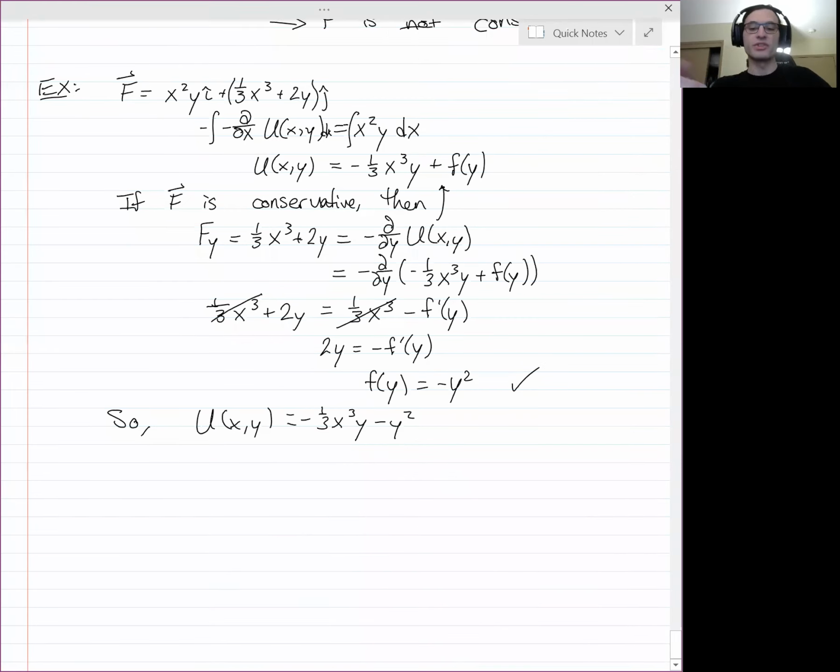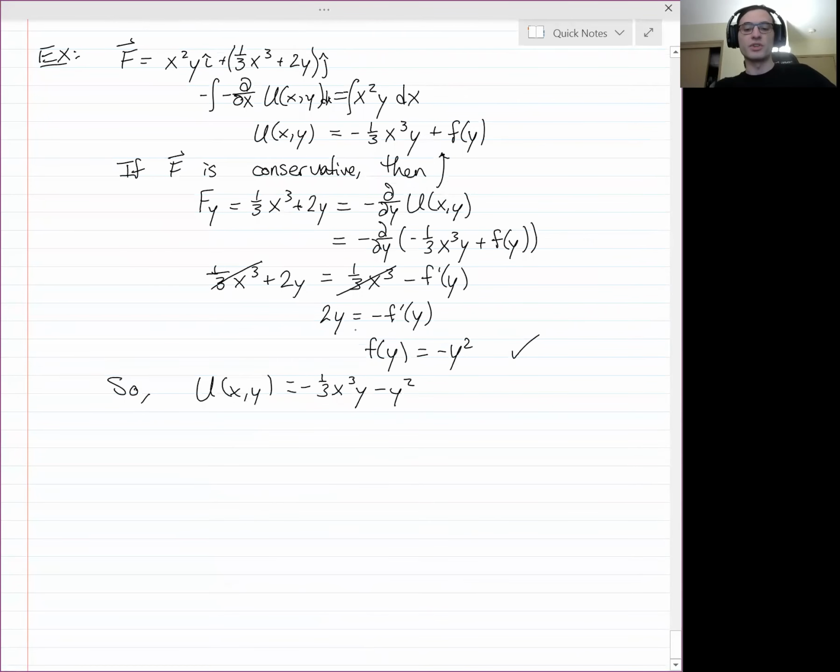And if it can't, if it's impossible, like we had up here, then you get that it's not conservative. If it is possible, i.e. 2y is equal to negative f prime of y, then it is conservative. And then in fact, you actually recover the potential energy. This is just a way to get the potential energy.